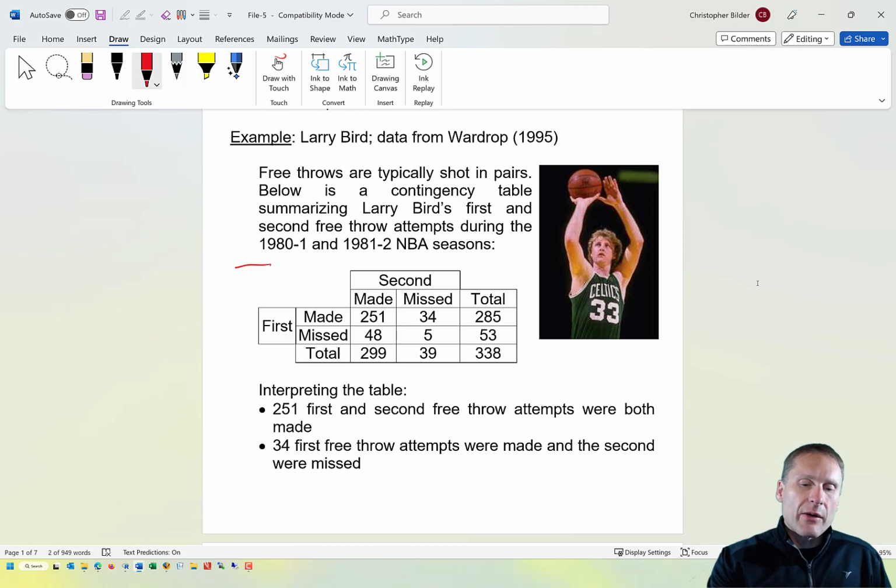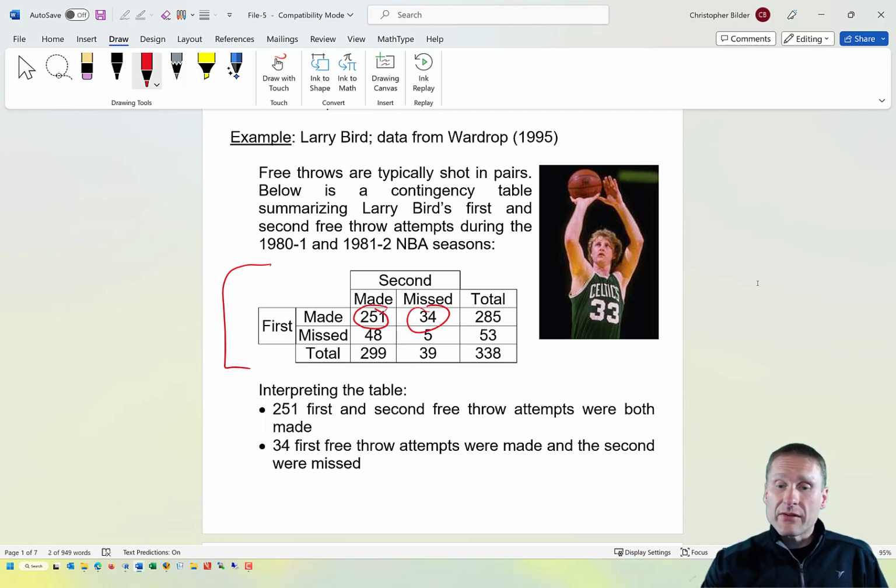So here's the data that we have summarized in a 2x2 contingency table. This 251 here represents that on his first free throw, he made it, and on his second free throw, shot right after it, he made it as well. 34 times he made the first, but then missed the second. 5 times he actually missed them both.